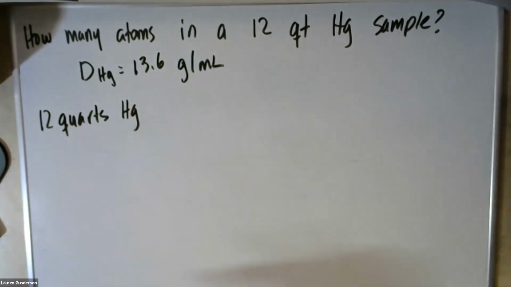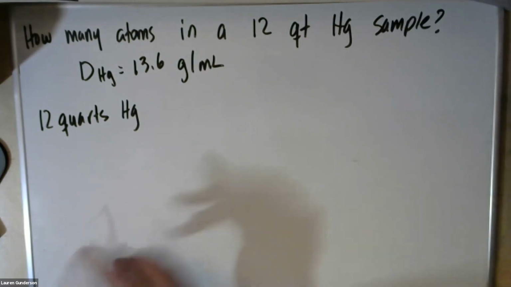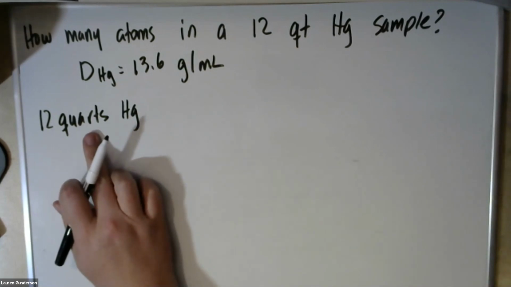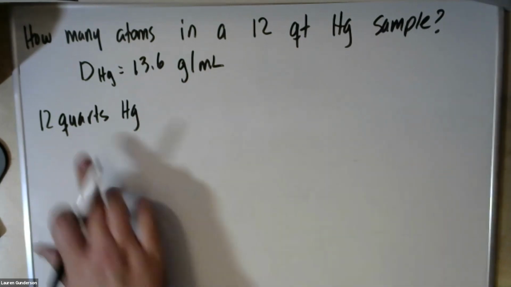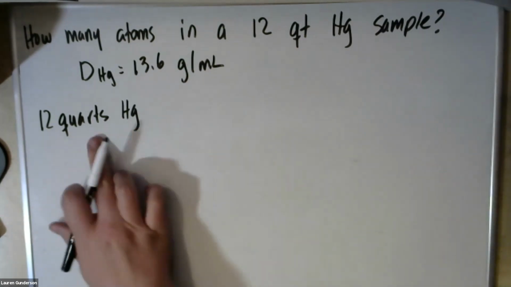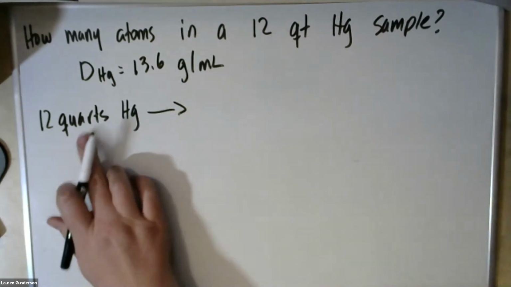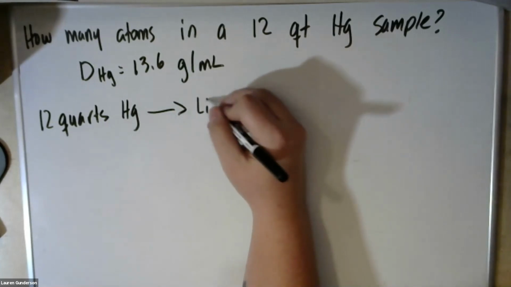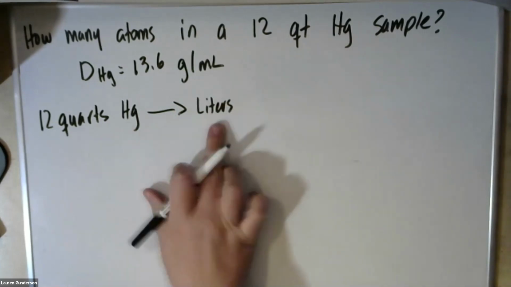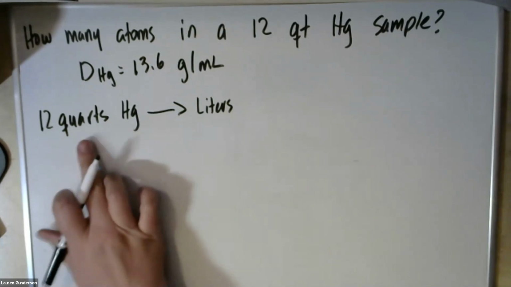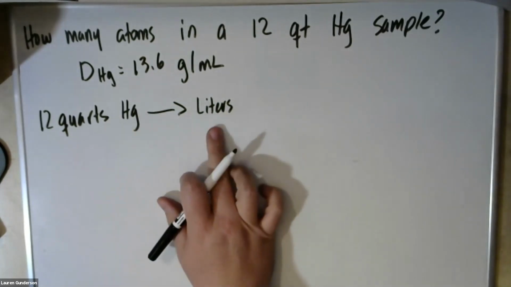At this point, if you're looking at this question, you might think, I just don't know what to do with this. Think back to your table that has quarts and ounces and pounds in it, and see what unit your table converts quarts into. Your table 1.3 has a way for you to convert quarts into liters, so you can change the volume of 12 quarts into a volume in liters.